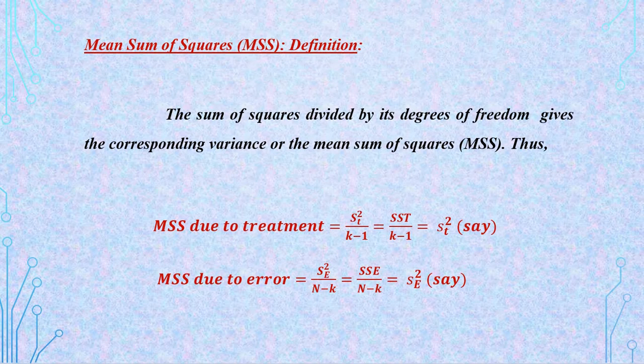Then the mean sum of squares, that is MSS. The sum of squares divided by its degrees of freedom gives the corresponding variance or the mean sum of squares, MSS. Thus, the mean sum of squares due to treatment is obtained by SST divided by k minus 1, that is s_t square. The notation is s_t square, and then the mean sum of squares due to error can be obtained by SSE divided by n minus k. This is denoted by s_e square.